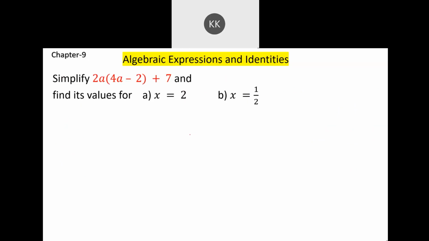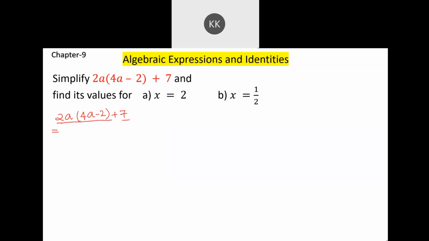Now look at the question here. The question is to simplify and find the values when x and y values are given. First we need to simplify this. To simplify, I will just write the question as it is, the first step. Then I have to think what to do. When the distributive property, how many terms are there in this expression? Actually, there are two. This is one term, this is another term.